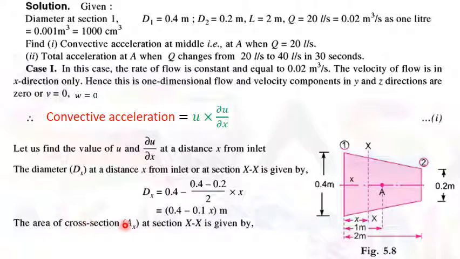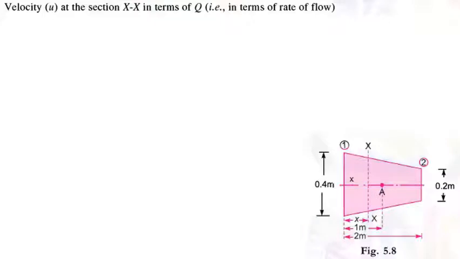The area of cross section at section X will be pi d square by 4. Here d is equal to dx, which is the diameter at section X. So pi by 4 into 0.4 minus 0.1 into x, the whole square, is the area of the cross section of the pipe at x distance from section 1. Okay, next we have to find out the velocity at the section X.